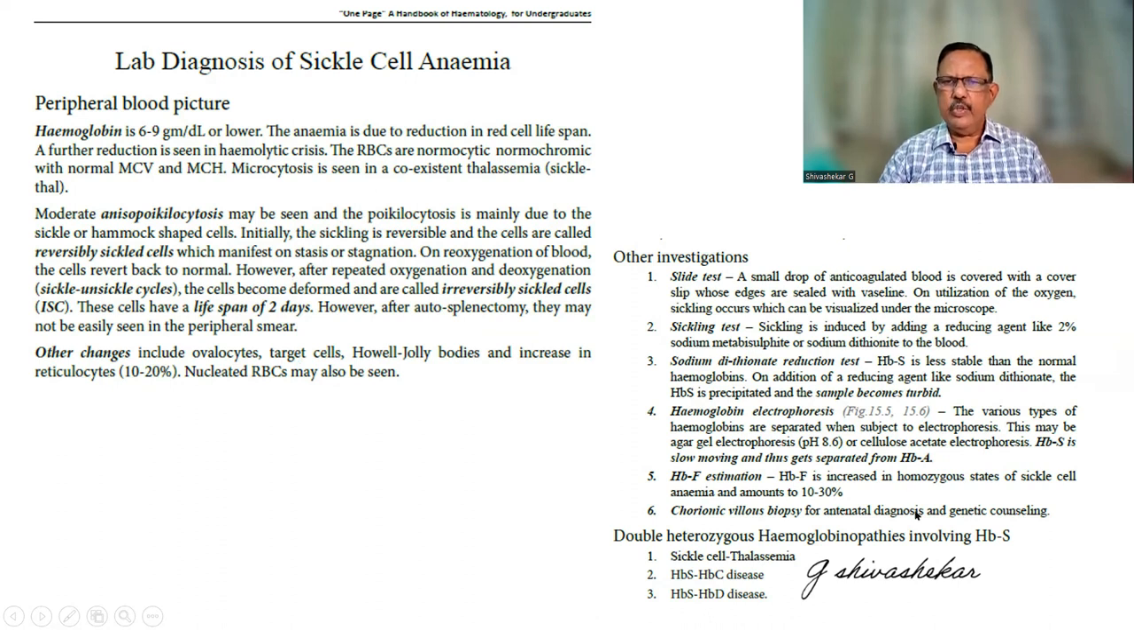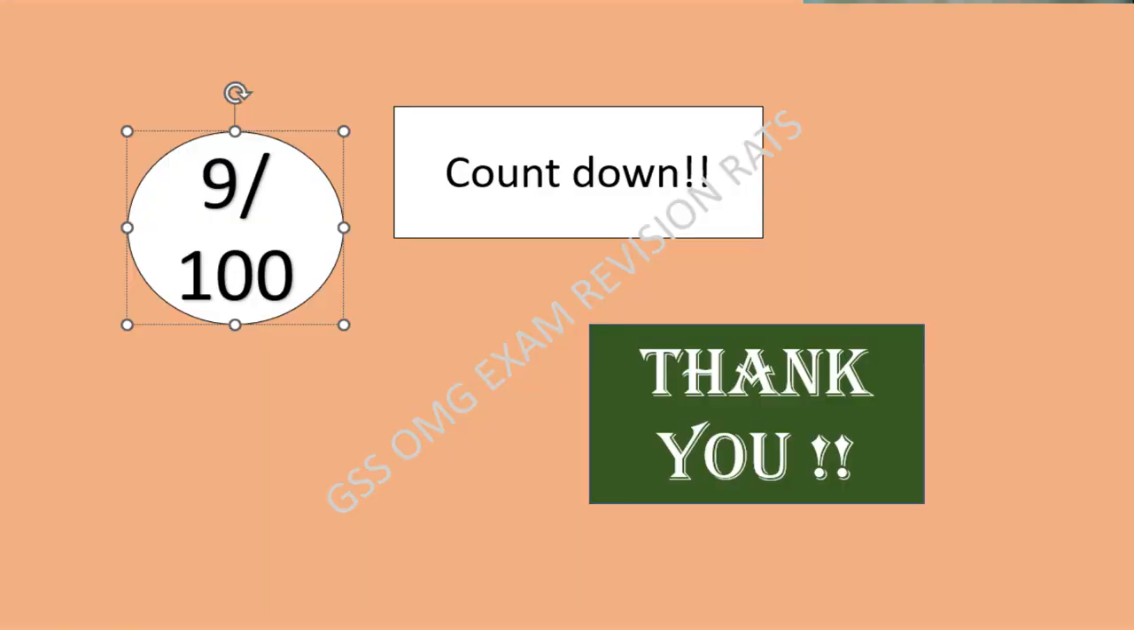What are the other investigations you can do in sickle cell anemia? One is a slide test with Vaseline, where there is deoxygenation and sickling. Second is reduction by means of sodium dithionite or sodium metabisulfite. Both of these are important. Hemoglobin electrophoresis, I have already mentioned. Hemoglobin F estimation because it is protective. And chorionic villus biopsy in order to have genetic counseling before the delivery. There can be other disorders which will have to be ruled out, such as thalassemia. So investigations means blood picture and other investigations all put together. Thank you.